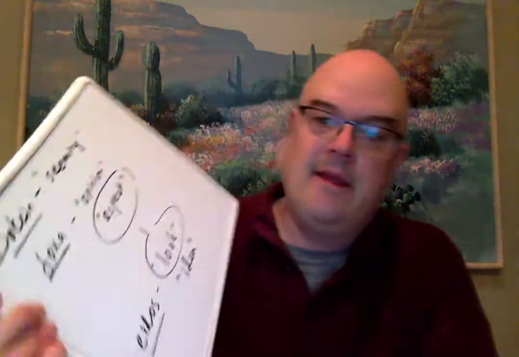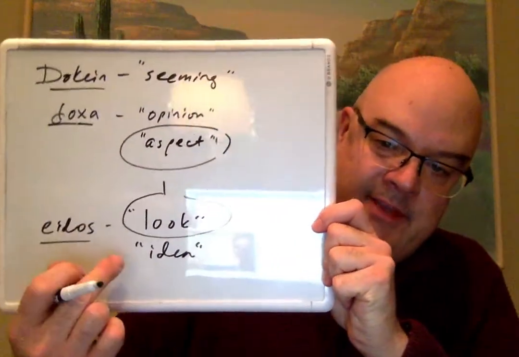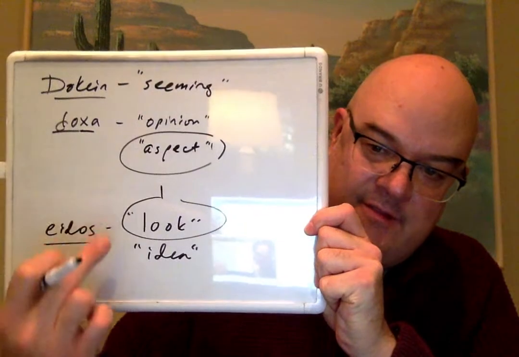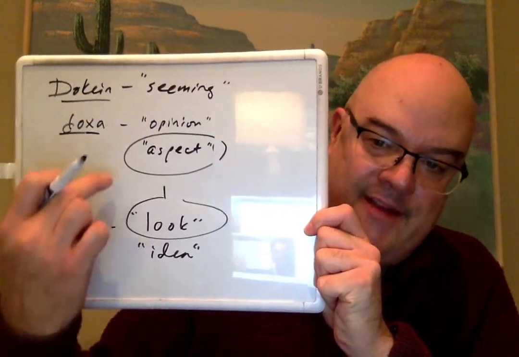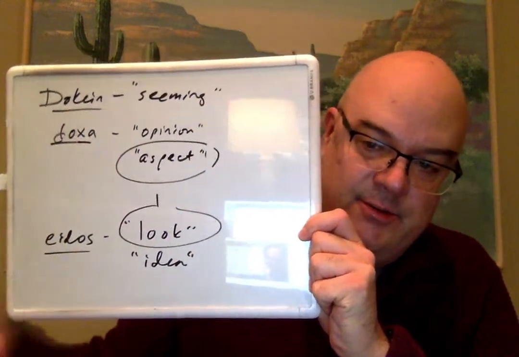And now doxa is also closely related to the look or view of things, which is its idea in Greek. So the aspect and the look, these are going to be related notions. The eidos, which is commonly translated as the idea, is related in this constellation of concepts as the look, the aspect of something presents to an observer.